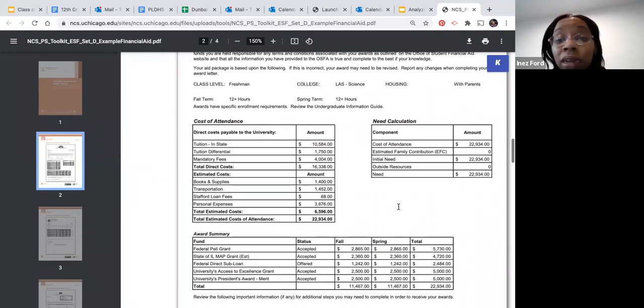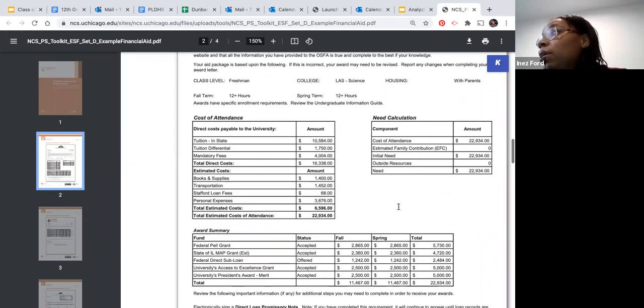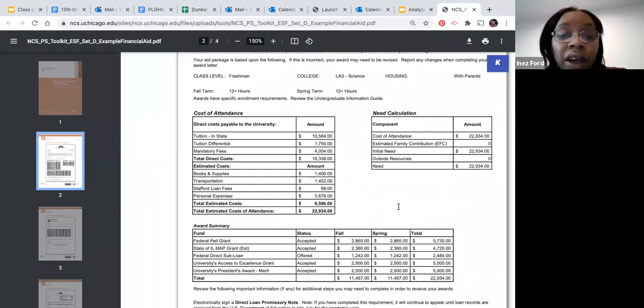Maybe that student ideally would only accept the 4,000, but that student may say, you know what, I need a couple extra dollars. Maybe I live far away and I'm going to have to drive back and forth, or I need a laptop, I'm going to need book money. So you can take out more than what you need, but they're going to ask you, how much of this are you going to take out?